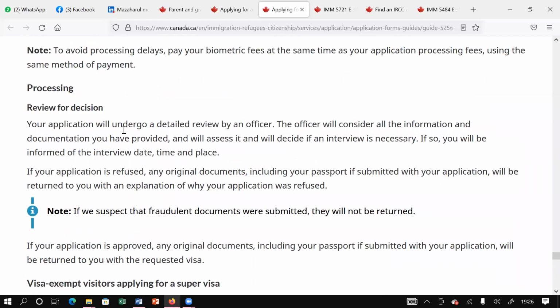Finally, review for decision. The application will undergo a detailed review by an officer. The officer will consider all the information and documentation you have provided, assess it, and decide if an interview is necessary. If so, you will be informed of the interview date, time, and place. If your application is refused, any original documents, including your passport, if submitted with your application, will be returned to you with an explanation of why your application was refused.